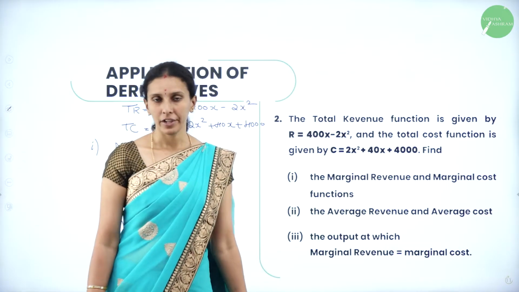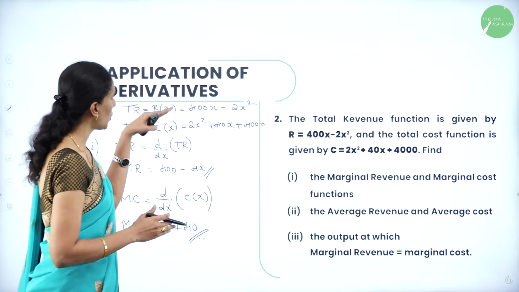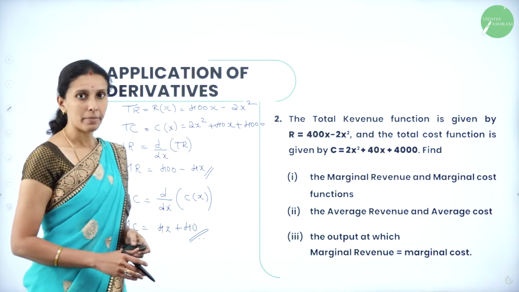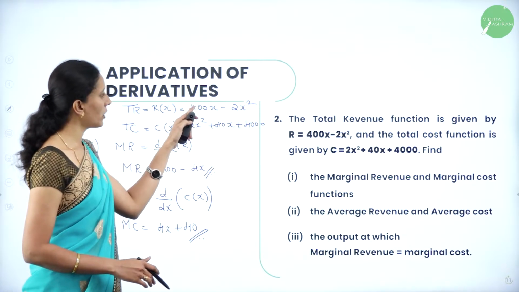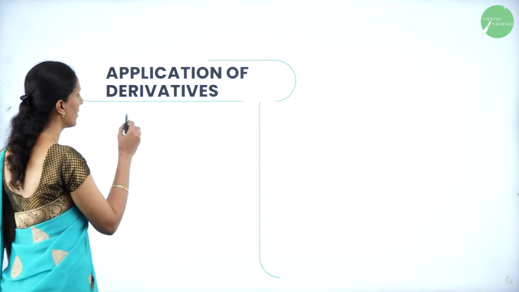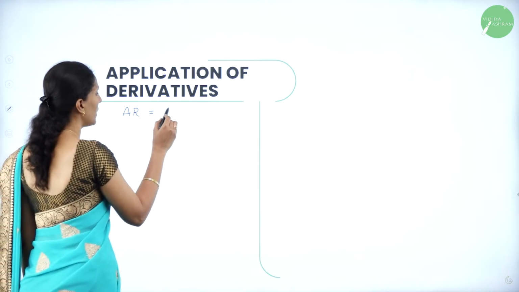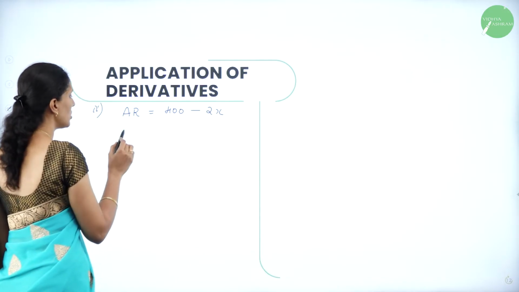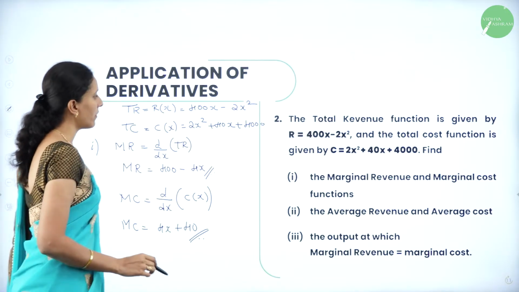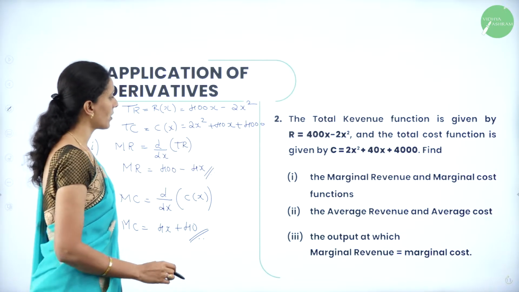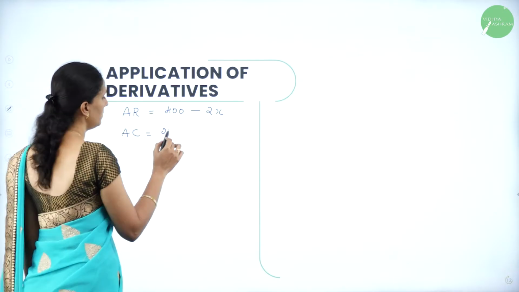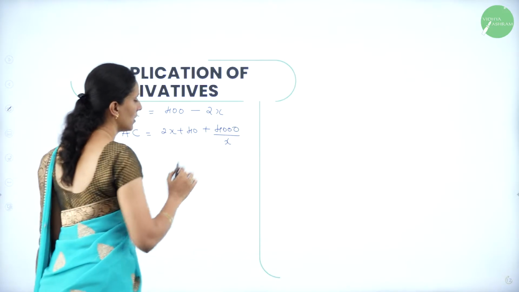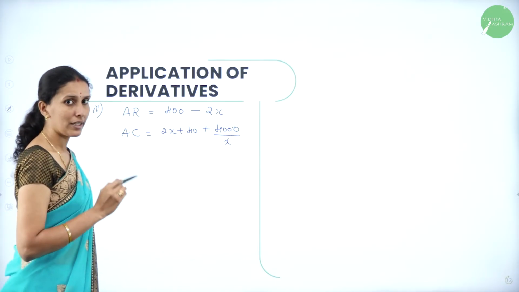Average revenue and average cost. Average revenue is nothing but total revenue divided by x. Average cost is nothing but the cost function divided by x. Let's see what happens for total revenue divided by x. If you divide it by x, average revenue will be equal to 400 minus 2x. So this is my second sub question. Let's see average cost. Average cost is the cost function divided by x, which is 2x plus 40 plus 4000 divided by x. So this is the average cost of the given function.